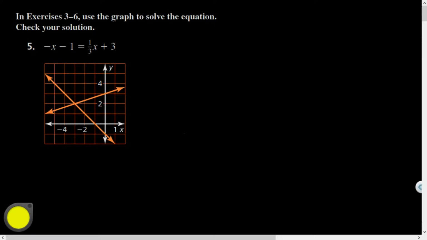We are going over yesterday's homework, section 5.5, solving equations by graphing. These problems are found on page 265-ish. Some of them are probably on the next page. But here we go. It says, use the graph to solve the equation.